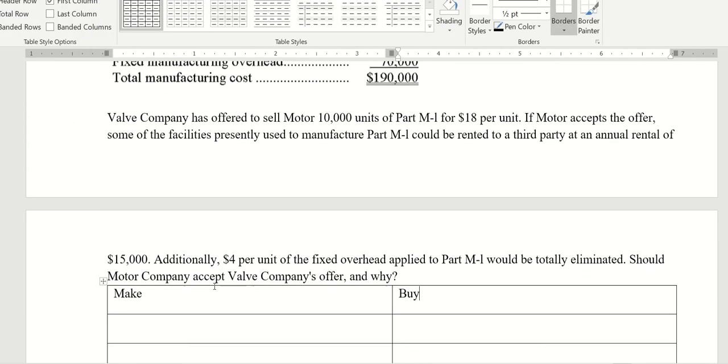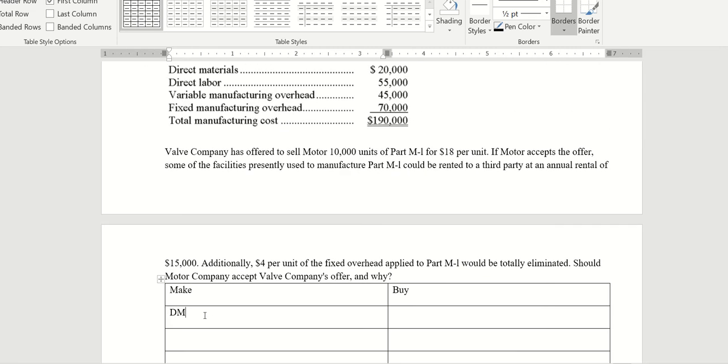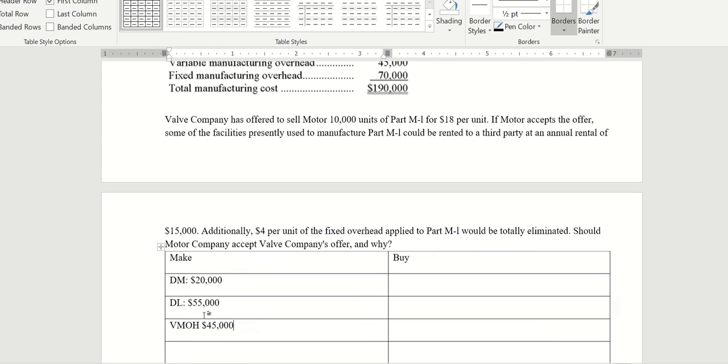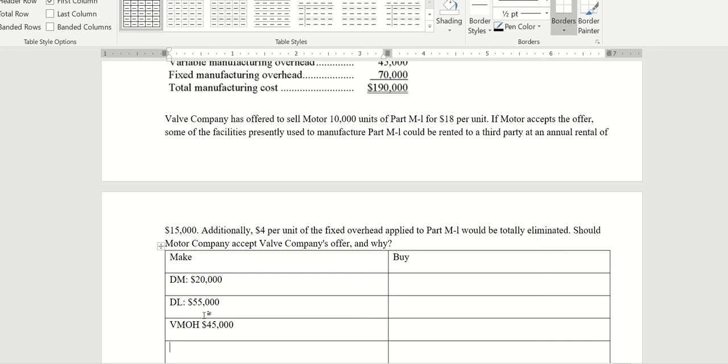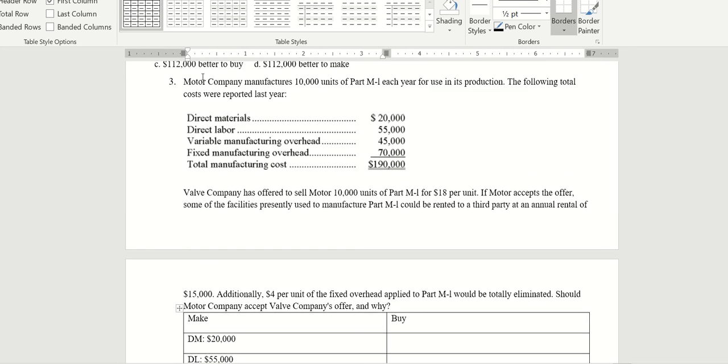So like we said before, direct materials are relevant. Direct materials, 20,000. Relevant direct labor, 55,000. Variable manufacturing overhead is 45,000. And then fixed manufacturing overhead, I'm going to decide what part is relevant and what part is not relevant. And so we're making, Motor Company manufactures 10,000 units, and this is what they break down.